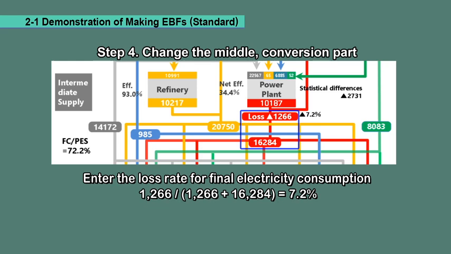Calculate the loss rate of energy going to final consumption. That's 1,266 divided by the sum of 1,266 and 16,284, which is 7.2%.